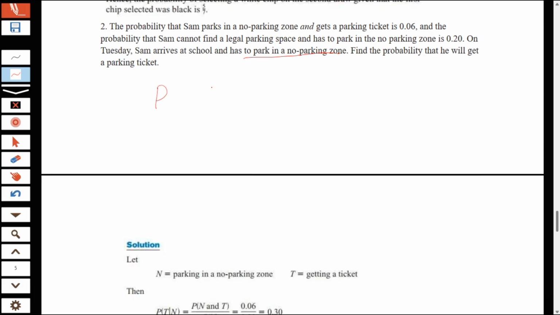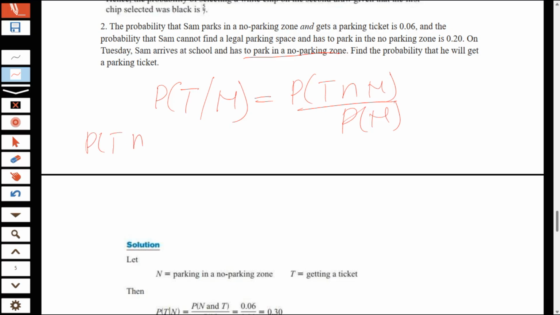So here we are going to have the probability of getting a ticket, given that you are parking in a no parking zone, that is N. Yes, that is how this can be expressed. So this will be given as the probability of getting a ticket intersect parking in a no parking zone, which is N, divided by the probability of parking in a no parking zone. But when it comes to the question, the probability of T intersect N was given as 0.06.